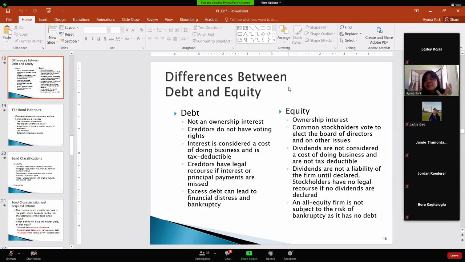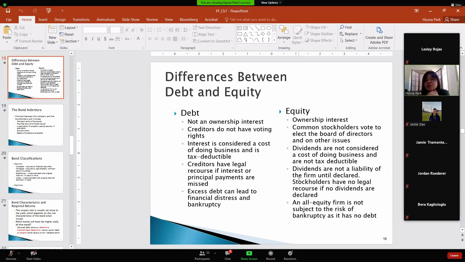And when companies cannot make interest payments or pay back debt, that's trouble. So creditors can bring this case to the bankruptcy court, but stockholders cannot do that, because dividends are not a liability of a company until the dividend is declared. So stockholders do not have legal tools, even though dividends are not paid, but bondholders can bring the case to the bankruptcy court if they do not receive interest payment or principal payment.